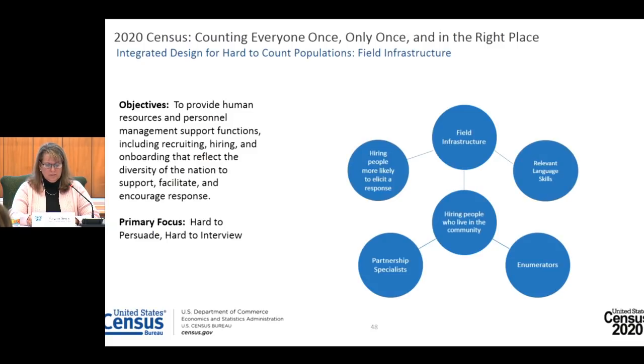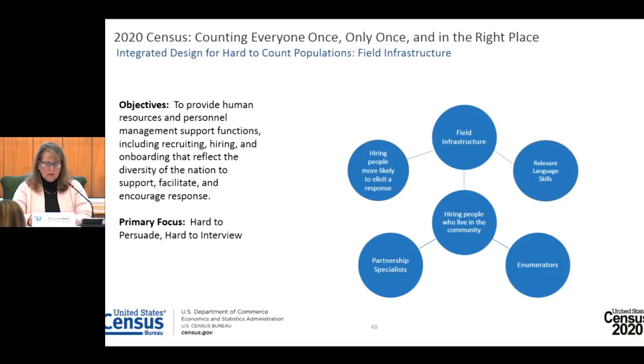Field infrastructure. Often the topic of hard to count leads to questions about hiring and language skills of our field staff. The objective of our field infrastructure operation is to provide human resources and personnel management support functions, including recruiting, hiring, and onboarding that reflect the diversity of the nation to support, facilitate, and encourage response.